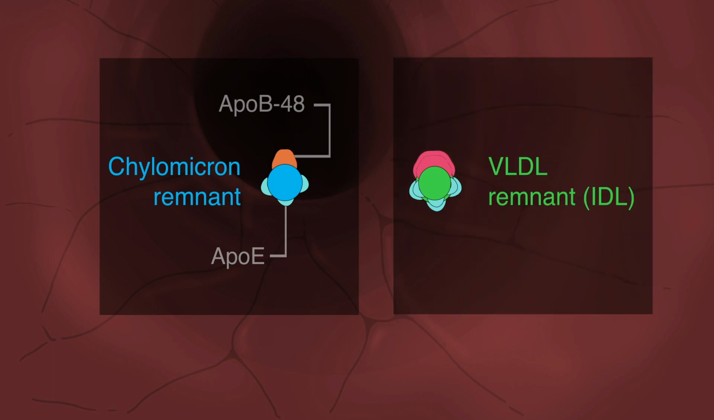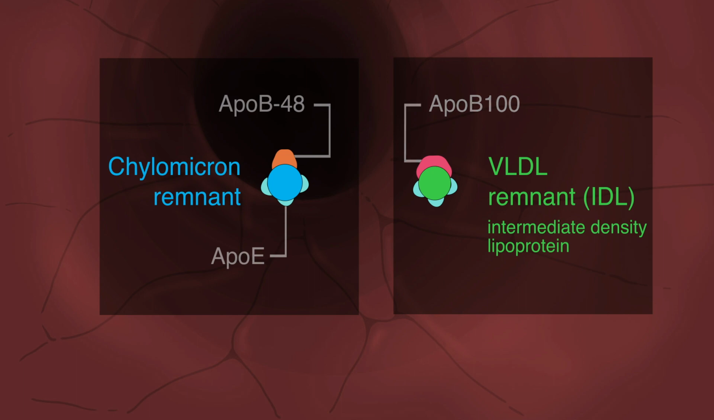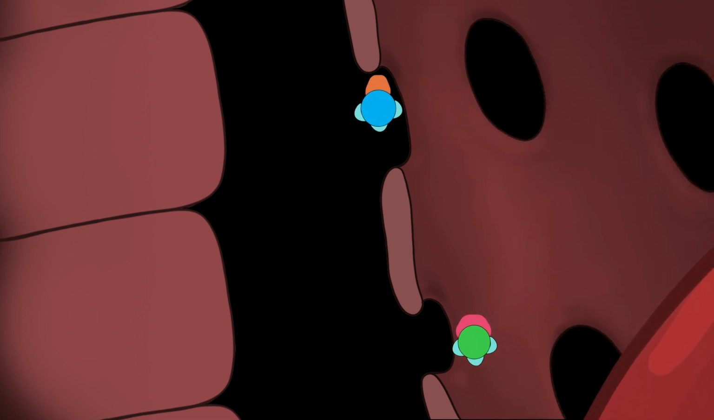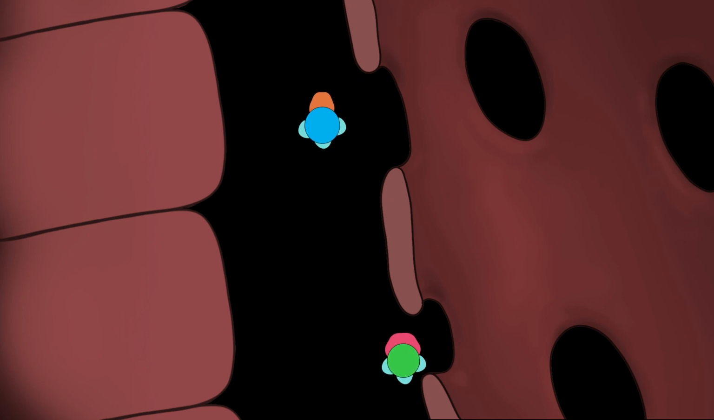The VLDL remnant, also called IDL, meaning intermediate density lipoprotein, is similar to the chylomicron remnant. Each IDL particle has one molecule of ApoB100, a few molecules of ApoE, and no ApoC2. Both remnant particles now have approximately a 1:1 ratio of triglyceride to cholesterol. At this stage, the particles are small enough to pass into the space of Disse through the fenestrated endothelium lining the blood vessels in the liver.